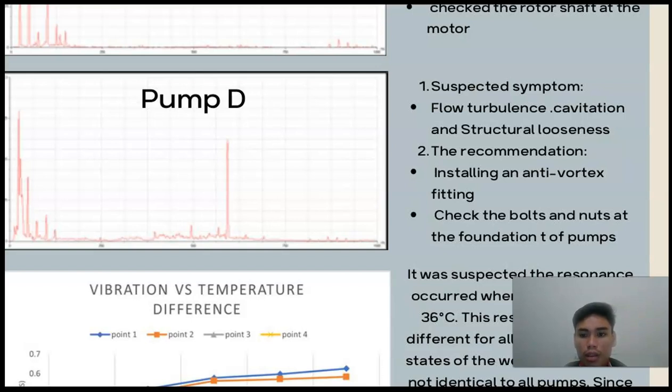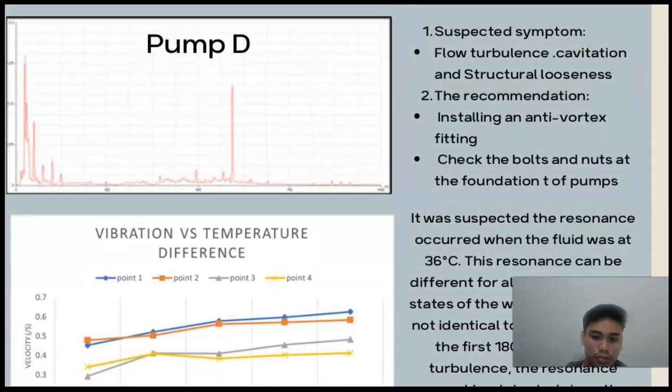So, for the recommendation of the symptom is installing an anti-vortex fitting to decrease the flow turbulence and cavitation because it can decrease the amount of bubble in the fluid. Next, check the bolts and nuts at the foundation of the pump to decrease the structural looseness symptom.